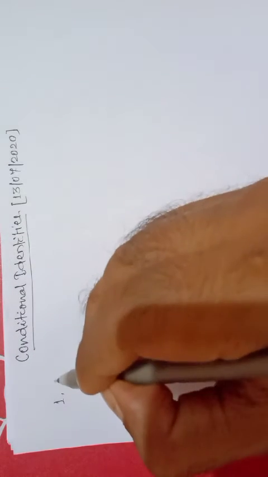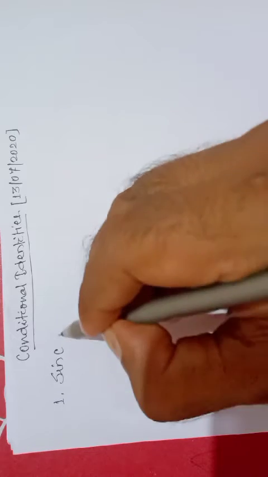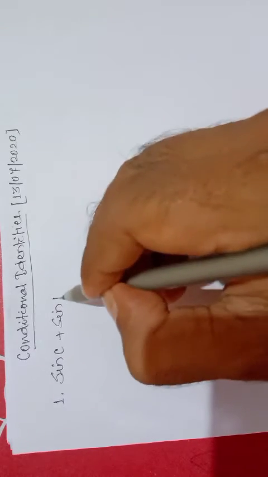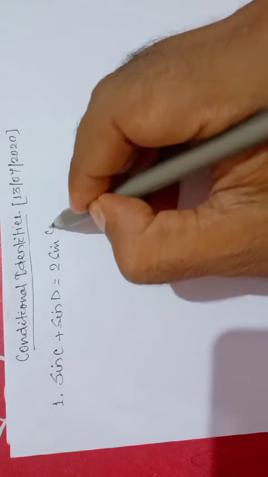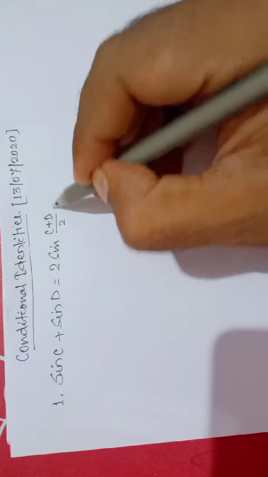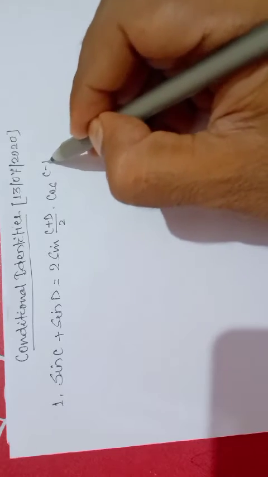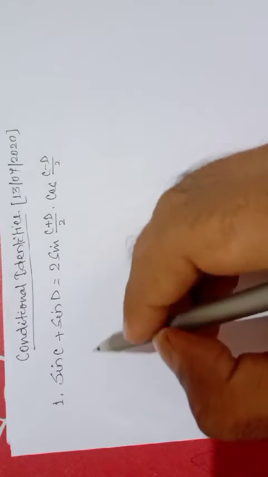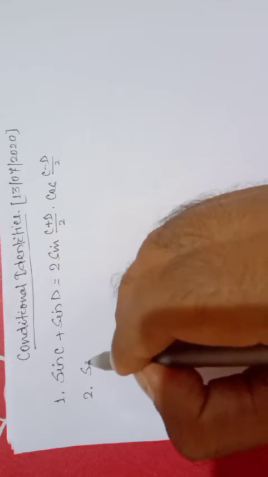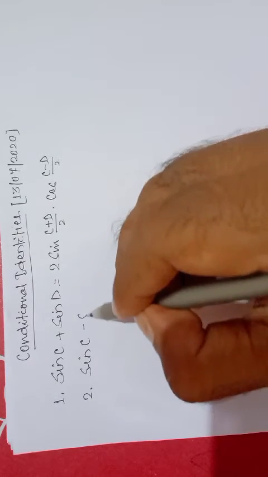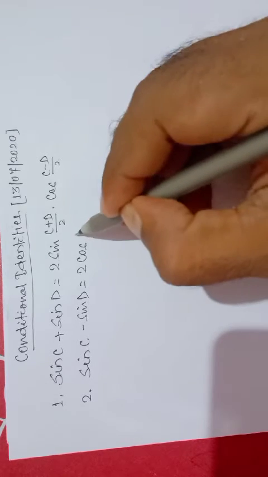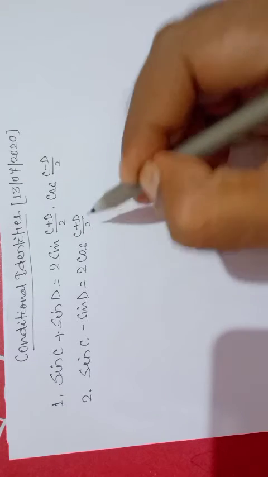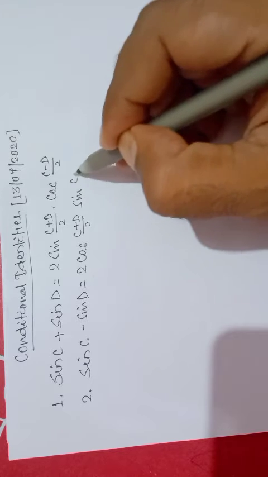Just recall those identities. First one is sin C plus sin D. You know its value is 2 sin (C plus D)/2 into cos (C minus D)/2. The second one is sin C minus sin D, which is 2 cos (C plus D)/2 into sin (C minus D)/2.